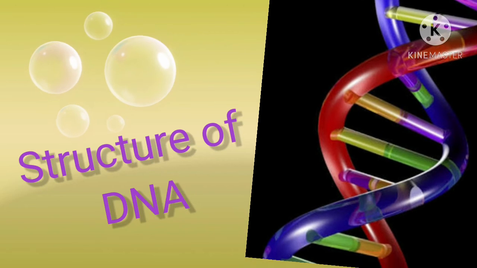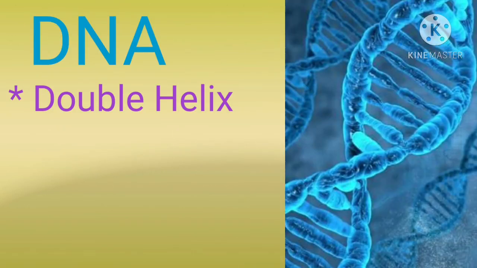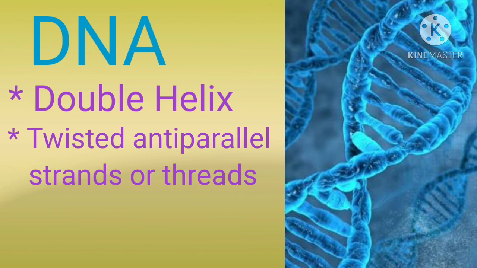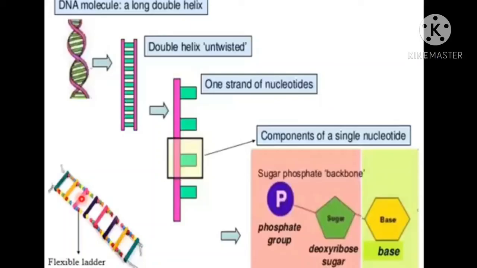Let's see the structure of DNA. DNA is a double helix. It is made up of 2 antiparallel strands or threads that are coiled around each other. This model of DNA was proposed by Watson and Crick, the Nobel Prize winners for the same. When this long double helical DNA is untwisted, it looks like a flexible ladder.